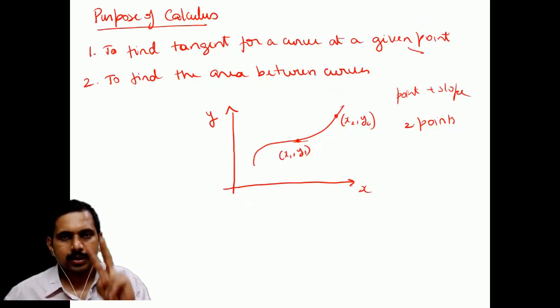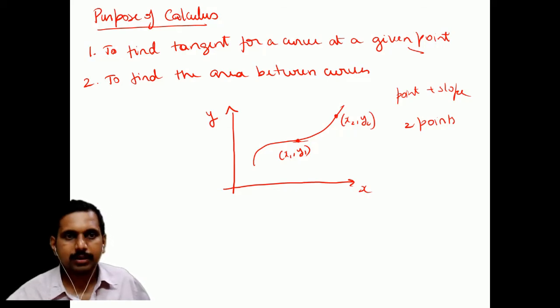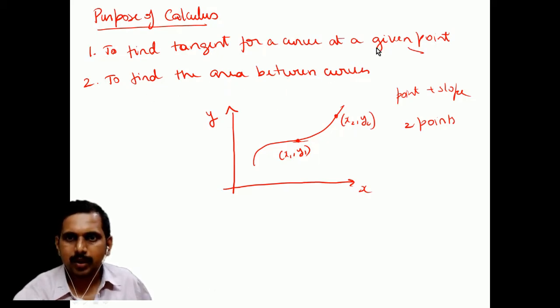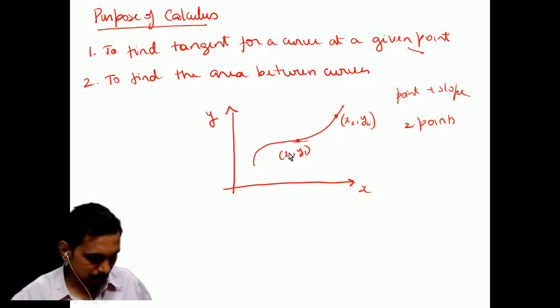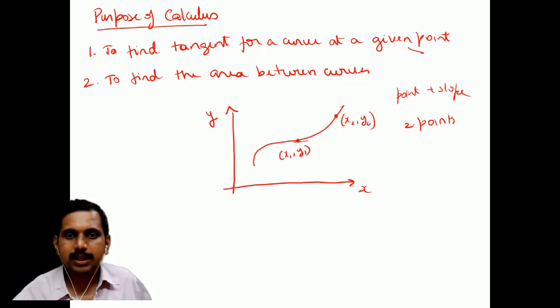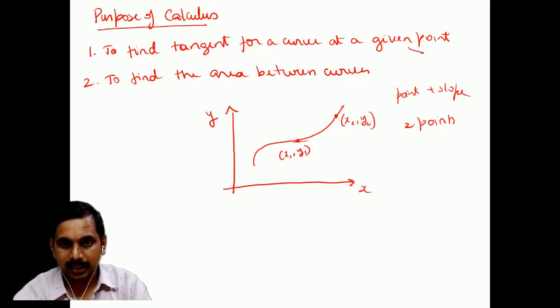Now the main two purposes of calculus are, first, to find the tangent to a curve at a given point, and second, to find the area between curves. Now to find the tangent, what is a tangent? A tangent is a line, is it not?